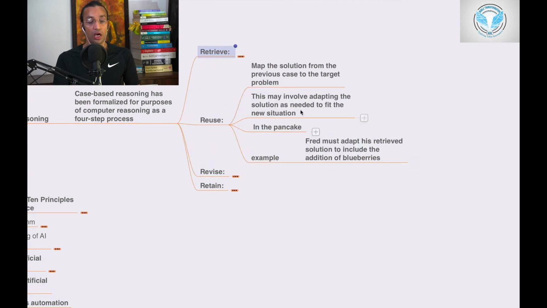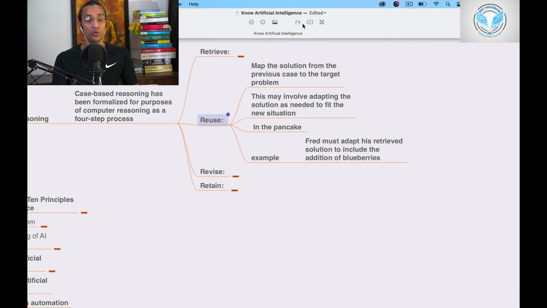Reuse: map the solution from the previous case to the target problem. This may involve adapting the solution as needed to fit the new situation. In the pancake example, Fred must adapt his retrieved solution to include the addition of blueberries. Okay, this is how he will reuse the information.